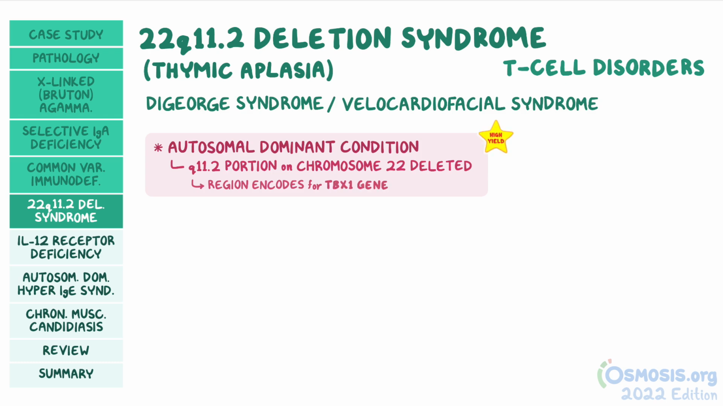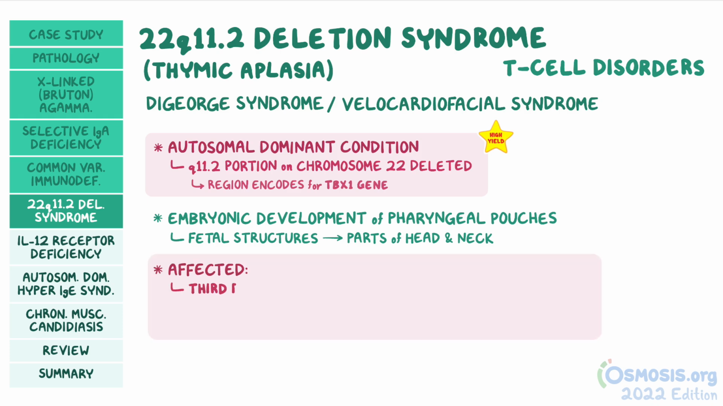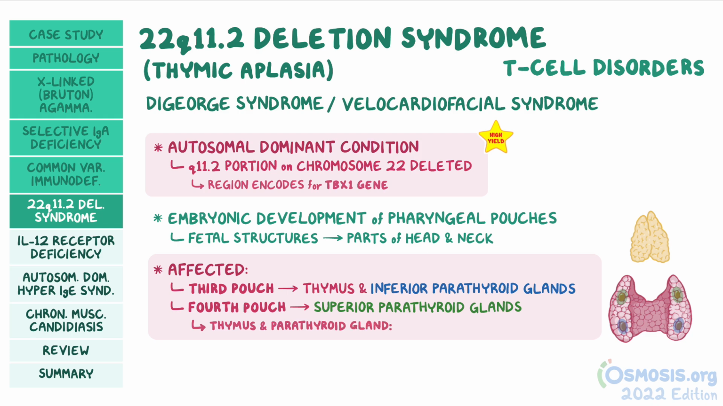Now, TBX1 gene is involved in normal embryonic development of the pharyngeal pouches, which are fetal structures that develop into parts of the head and neck. More specifically, for your exams, you should know that the ones affected are the third pharyngeal pouch, which goes on to develop into the thymus and the inferior parathyroid glands, as well as the fourth pouch, which goes on to develop into the superior parathyroid glands. So, with a 22q11.2 deletion and therefore no TBX1 gene, the thymus and parathyroid gland both end up hypoplastic, meaning that they are underdeveloped. And that's a high-yield fact.